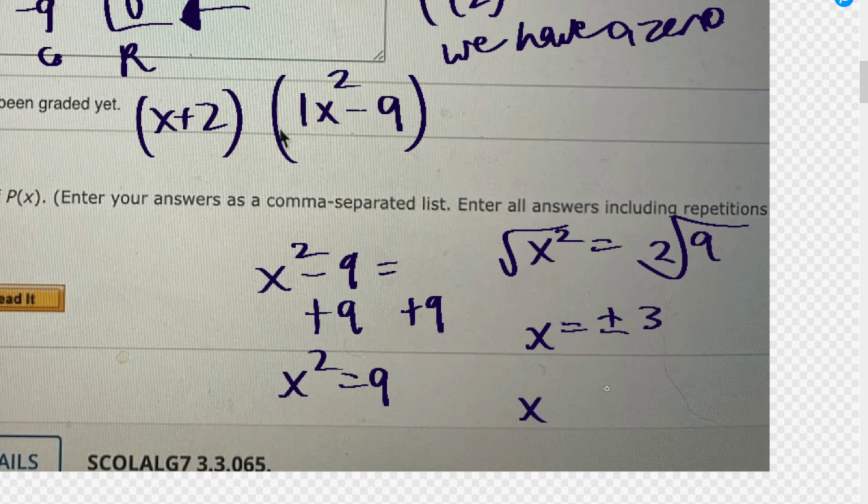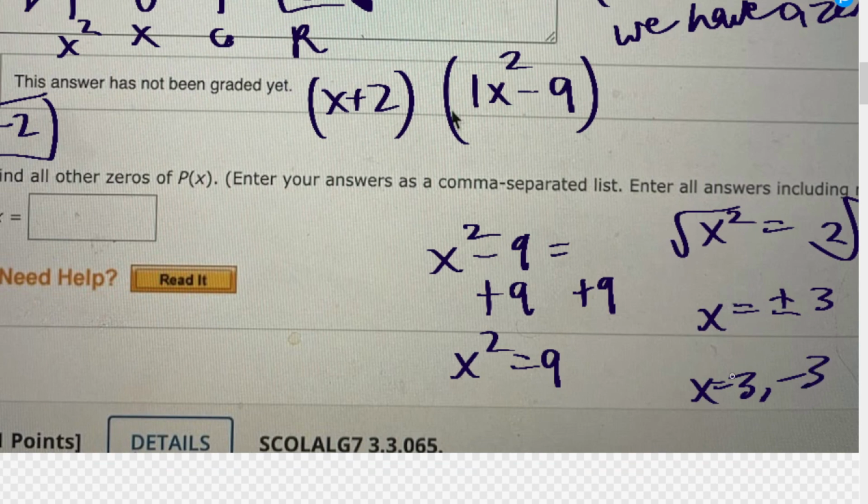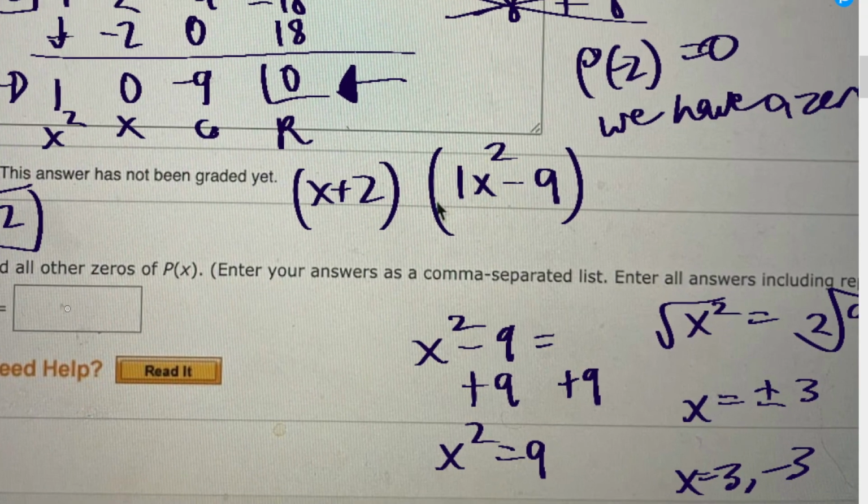So one of our zeros is +3, and one of our zeros is -3. What you would plug in for this would be 3 comma negative 3, and that would be your answer for this question. We will go further into depth about the remainder theorem, finding our zeros, and what our positive and negative zeros will look like, but as of now, this is the answer to this question and how you would go about solving it. Thank you.